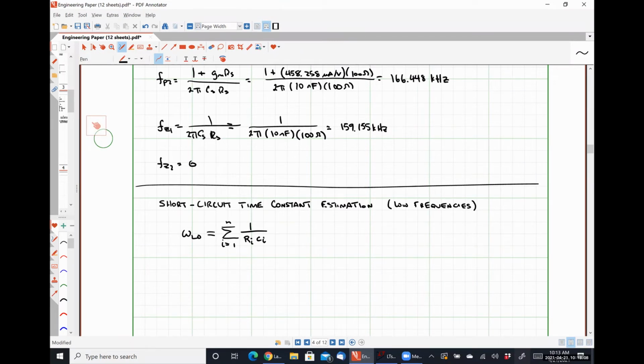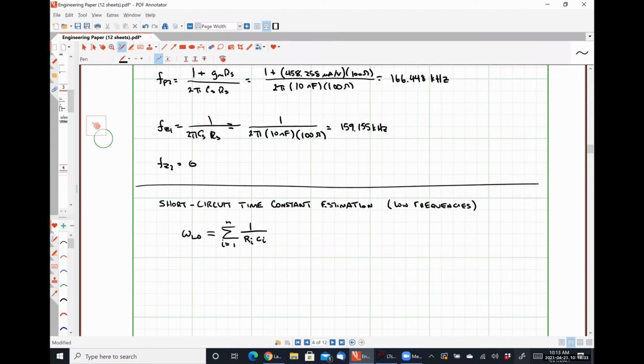So if we add up the reciprocals of the time constants, this is going to give us an estimation of where our midband begins. This is something, again, that you would do if you don't really care about what it's doing at low frequencies. You just want to know a rough estimate of where your amplifier starts behaving as a simple small signal amplifier.